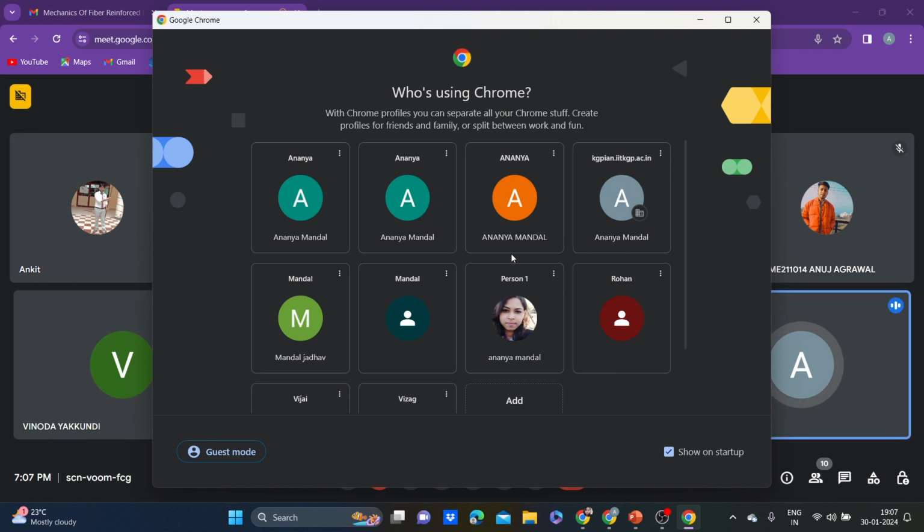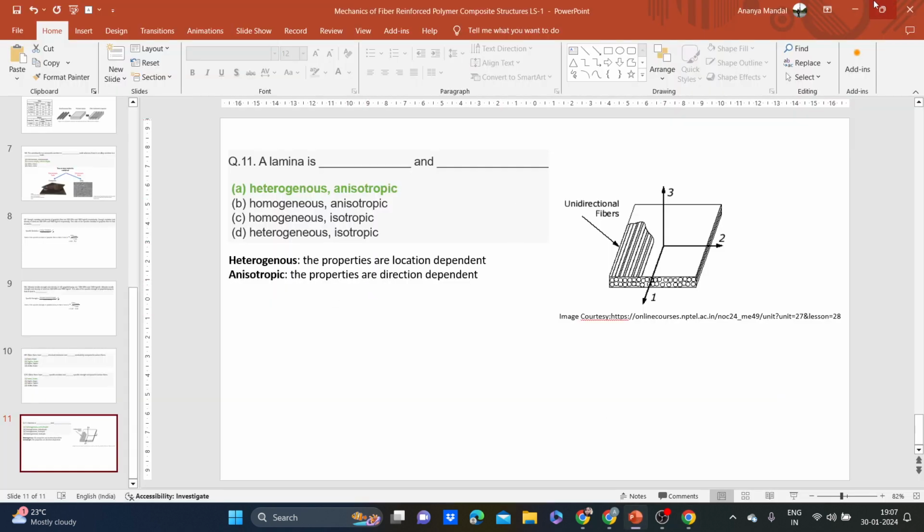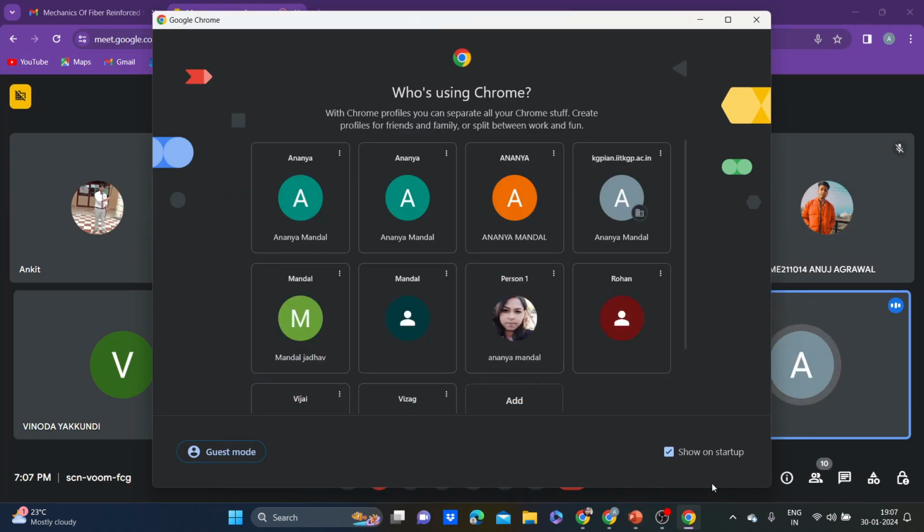Heterogeneous means that throughout the composite, the properties will be different. The properties are location dependent. That's why we say it is heterogeneous, because you have a whole composite plate. At some points you will see there is reinforcement, and at some gaps there will be only matrix and no reinforcement. That's why at all the locations the properties will not remain the same. That's why it is heterogeneous and not homogeneous. Okay, thank you.